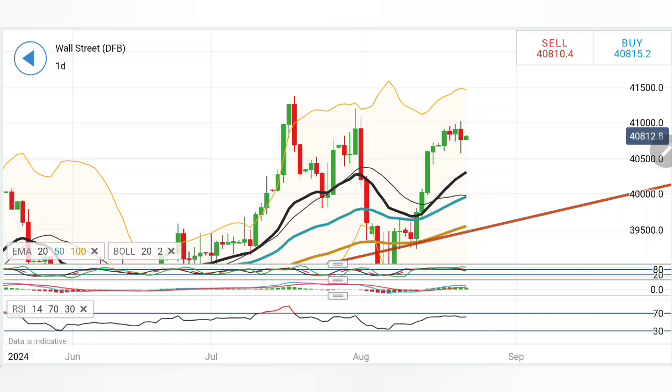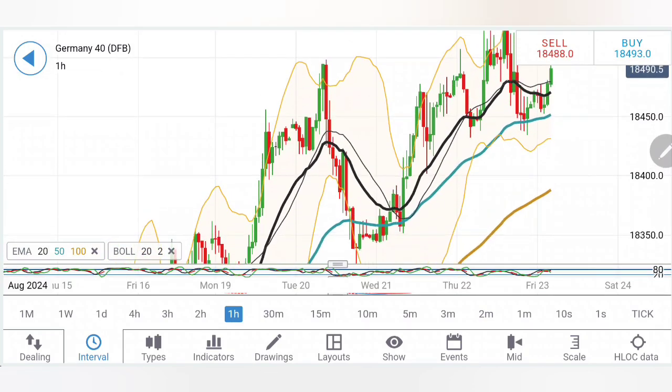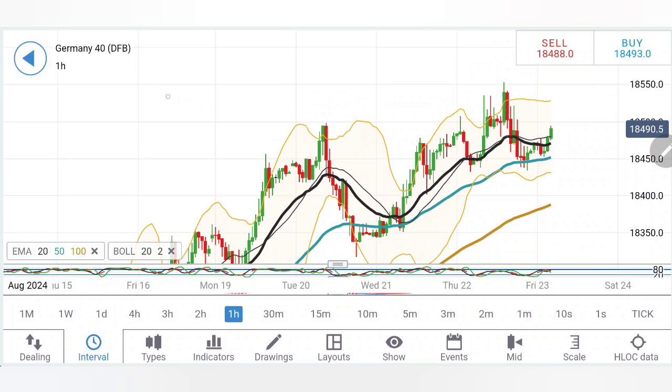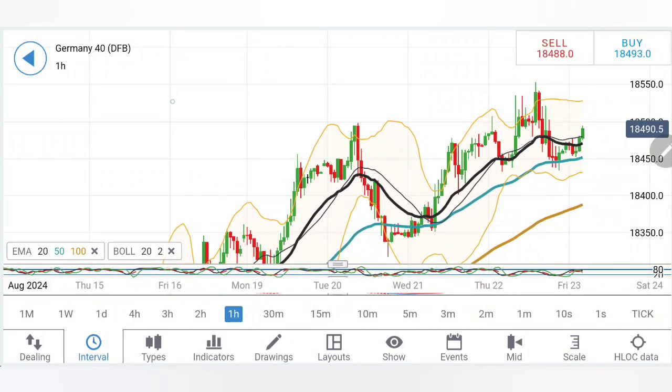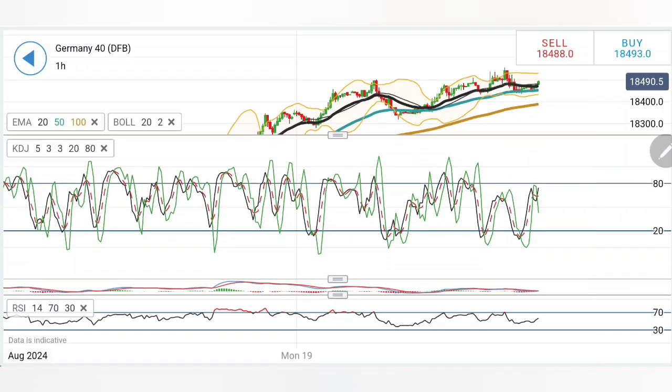Now let's have a look at Germany. Germany 40, after hitting the highs here, see it has come down to the support zone. Where is the support here? At 18430. Very good support here is seen between 18430 to 18450 zone. Hitting the support, it is trying to bounce back, and now if you see it is staying above 18500, you can expect it to move towards 18520 and 18550. Any move beyond 18550 is a sign that we can in fact look at 18600 levels.